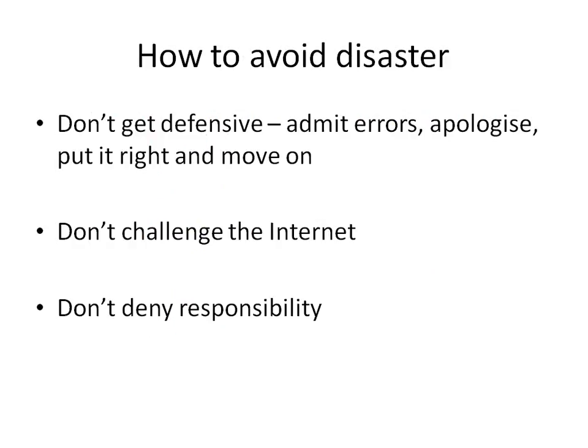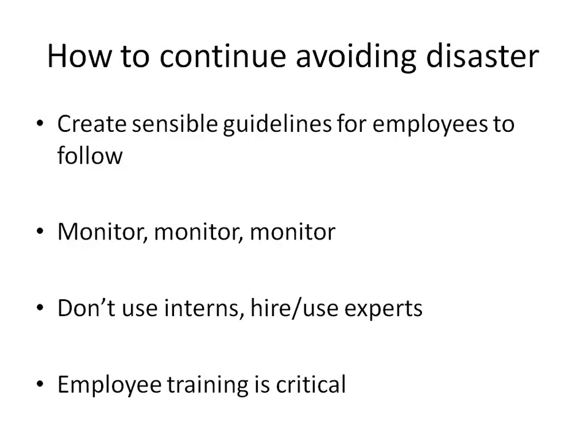In order to avoid disaster, if you've done something wrong, admit your errors, apologise, tell people what you've done to put it right, and then move on. Don't, whatever you do, try and stand up to the internet. It's bigger and nastier than you will ever be able to be. So just admit that you've got something wrong and move on from it. Don't try and deny responsibility. Don't try and delete tweets. Don't try to block people's comments on Facebook and so on, because that will just make the whole situation even worse.